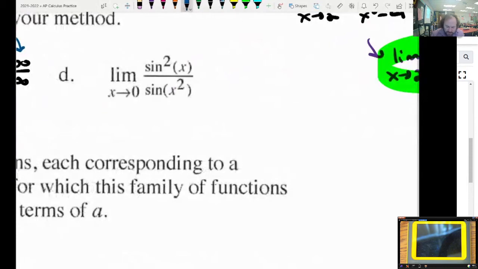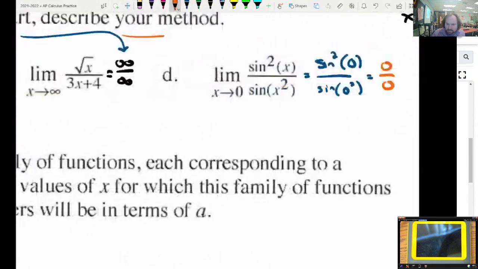If we plug in 0 for these things, we do get 0 over 0. Sine squared of 0 over the sine of 0 squared. Both of these end up calculating the sine of 0, which is 0. So you do get 0 over 0. And so once again, you've got an indeterminate form going on. So you can use L'Hopital's rule.